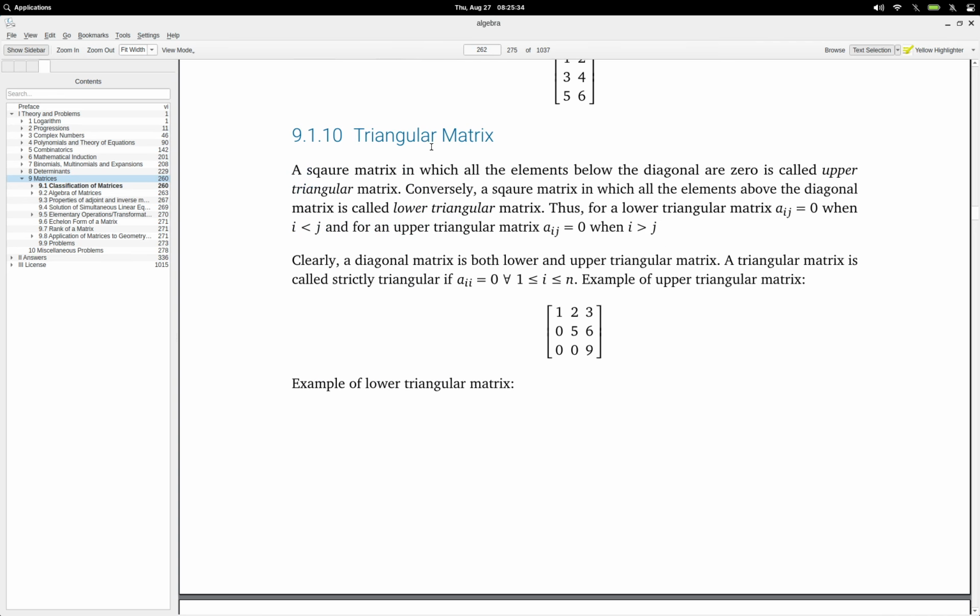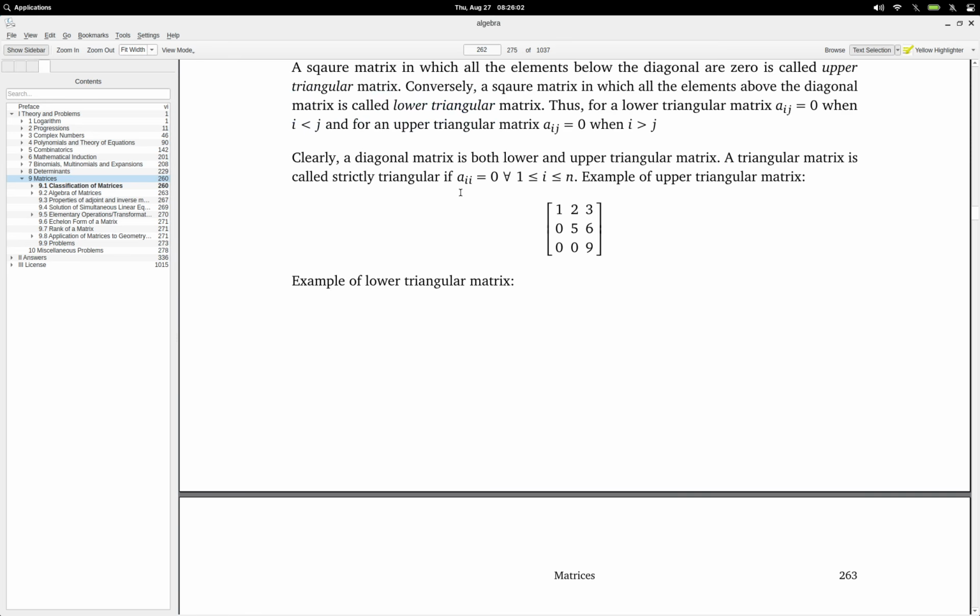Triangular matrix. A square matrix in which all the elements below the diagonal are 0 is called an upper triangular matrix. Conversely, a square matrix in which all the elements above the diagonal are 0 is called a lower triangular matrix. Thus, for a lower triangular matrix, Aij is equal to 0 when i is less than j, and for an upper triangular matrix, Aij is equal to 0 when i is greater than j. Clearly, a diagonal matrix is both a lower and upper triangular matrix.